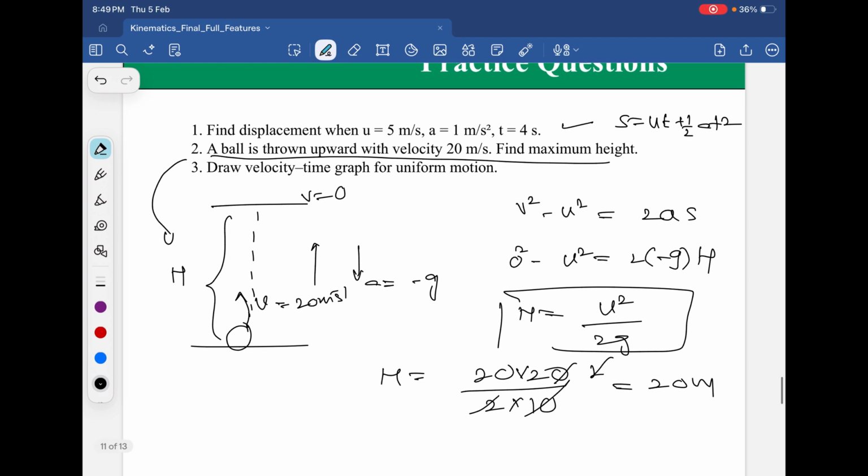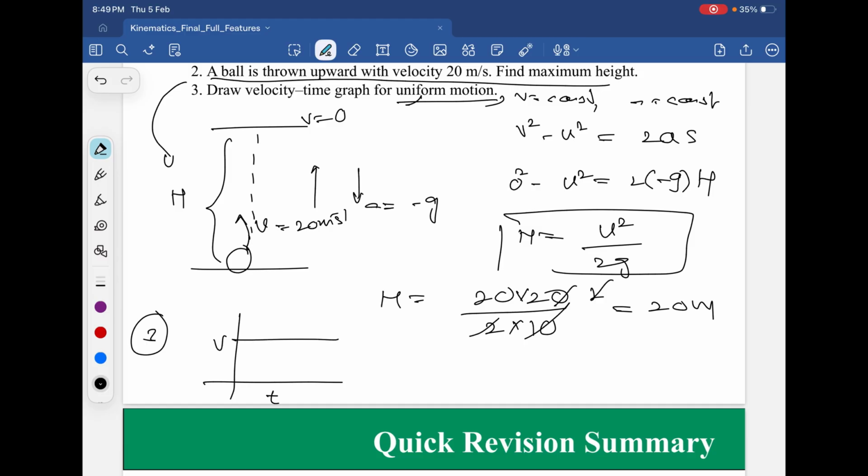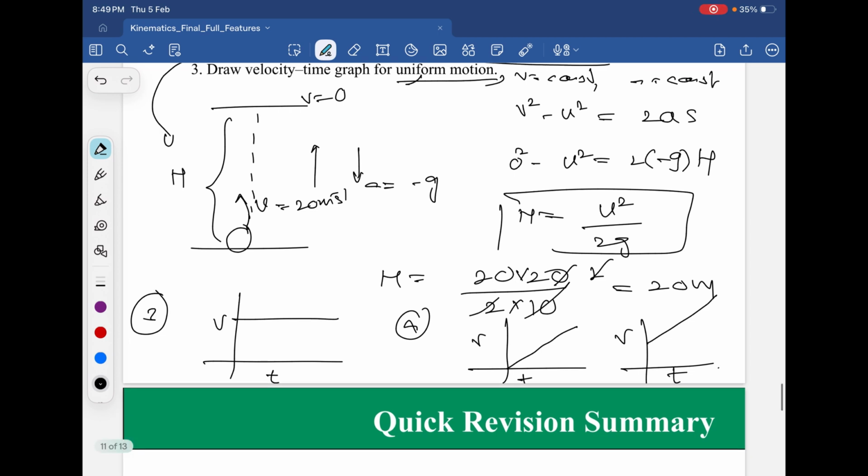Now the next question is to draw the velocity time graph for uniform motion. Uniform motion means if velocity is constant, or acceleration constant. If velocity is constant, velocity is not a function of time, this is the graph. If you mention acceleration is constant, you know the velocity time graph is a straight line. If starting from rest, the graph becomes like this as we have discussed. If there is some initial velocity, then the graph becomes like this. So you have to focus in this way as revision.